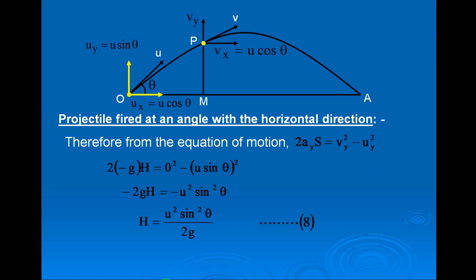Put this as equation number 8. So this is the formula to find the maximum height attained. Capital H is equal to u square sin square theta upon 2g.